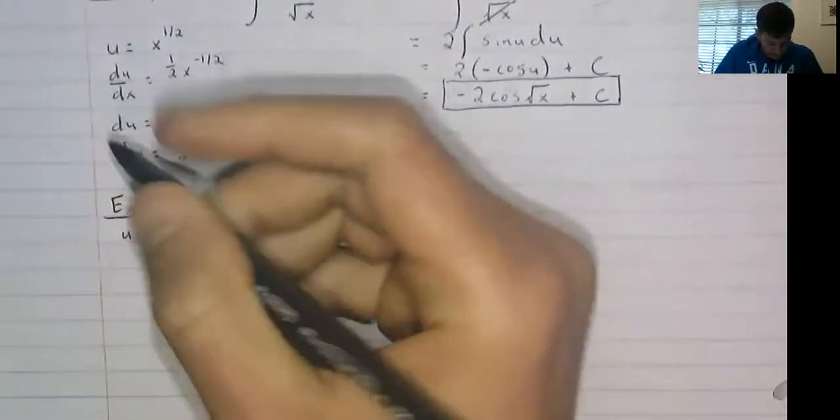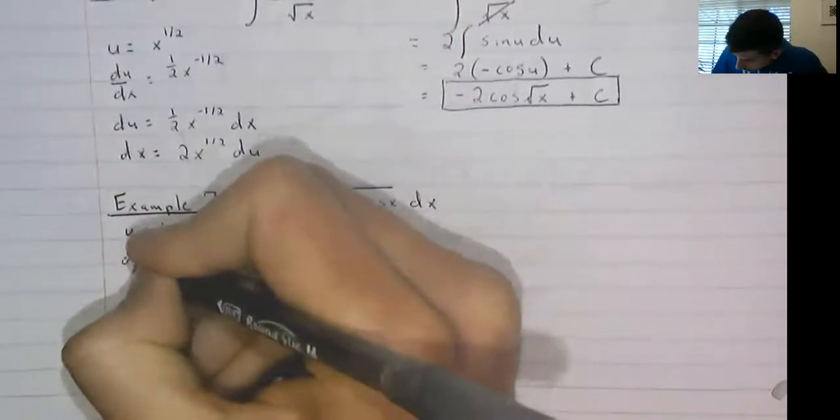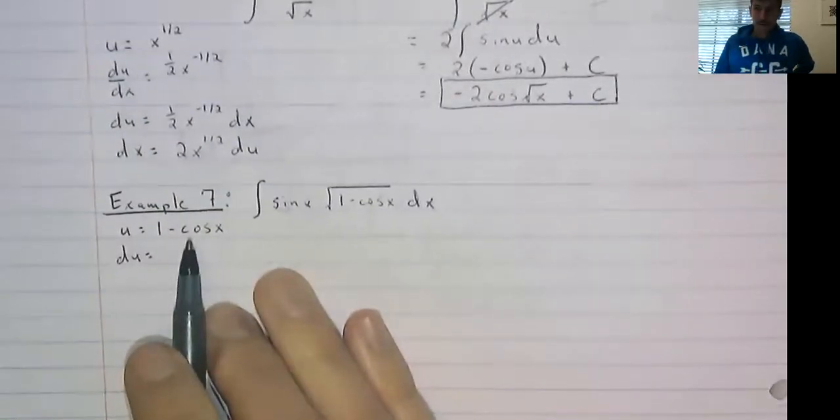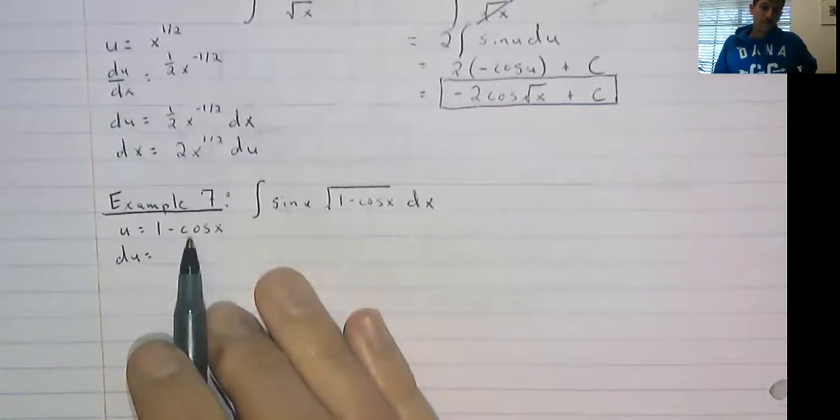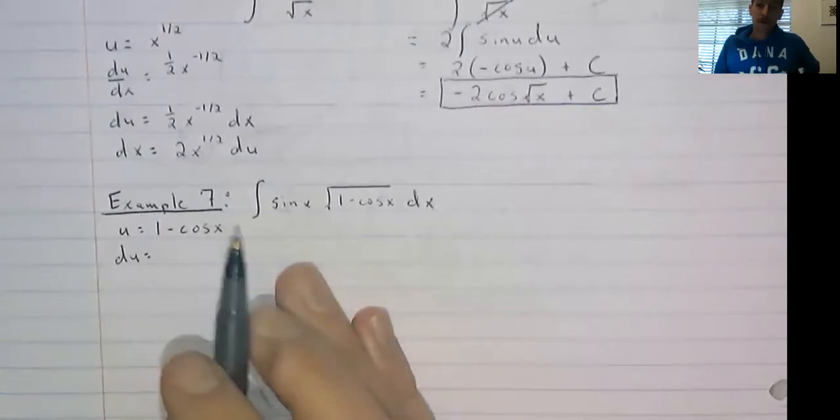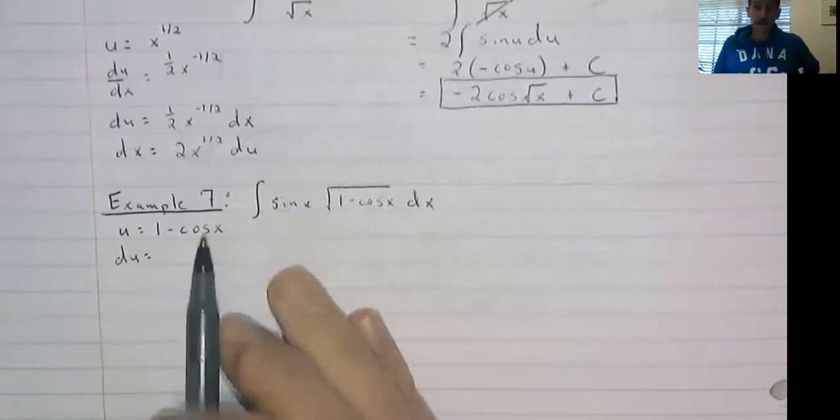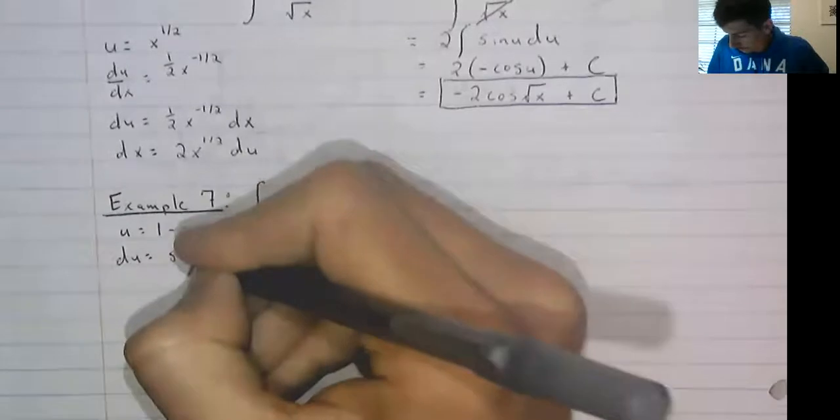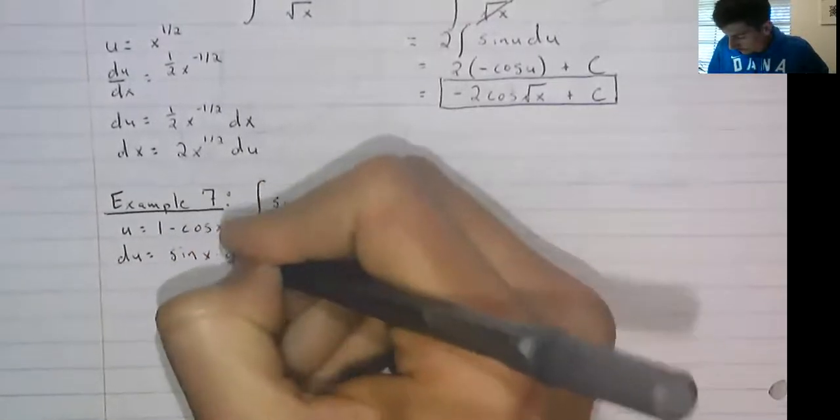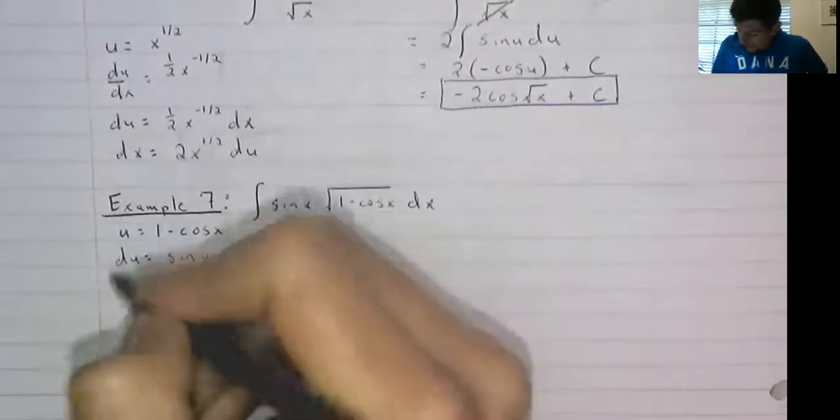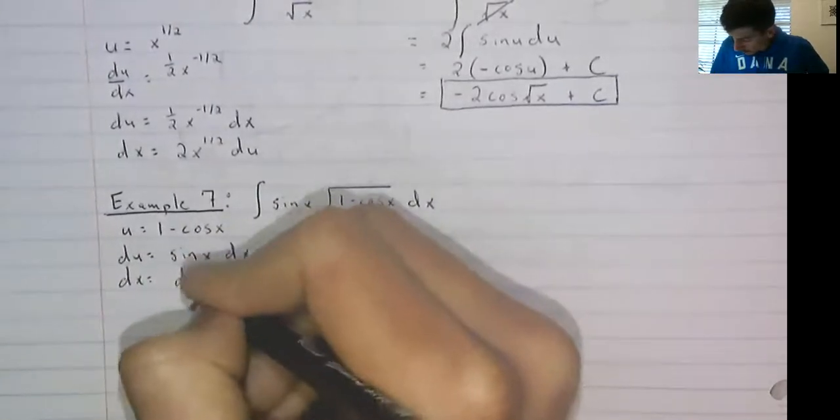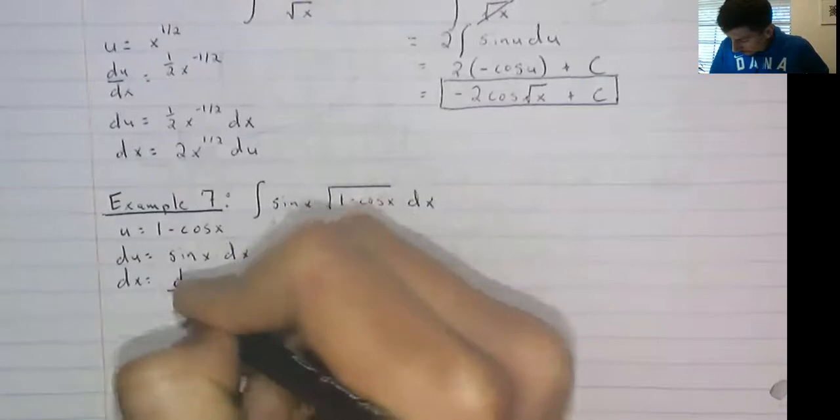So du then is, so the derivative of cosine is negative sine, which means that with this negative out front, this becomes positive sine times dx, which means that dx is equal to du divided by the sine.